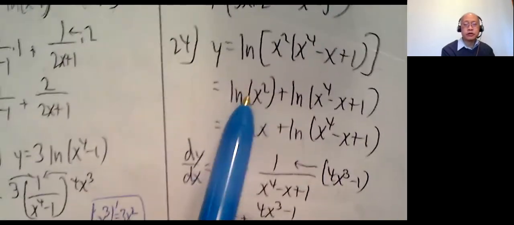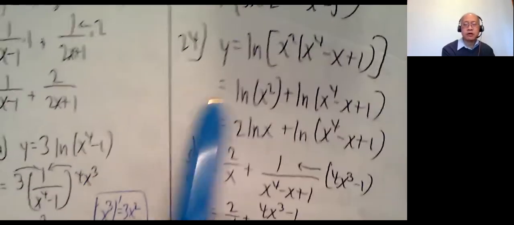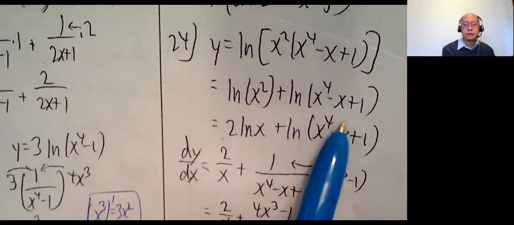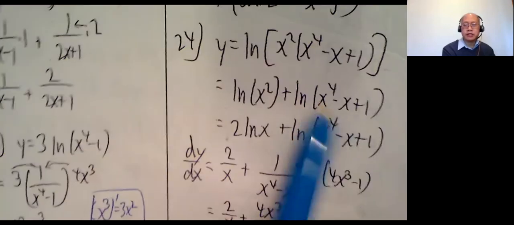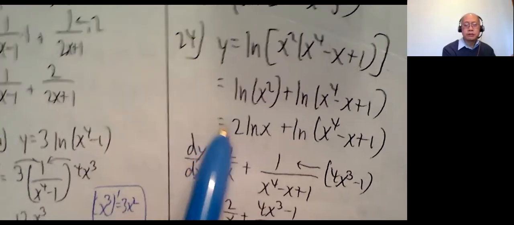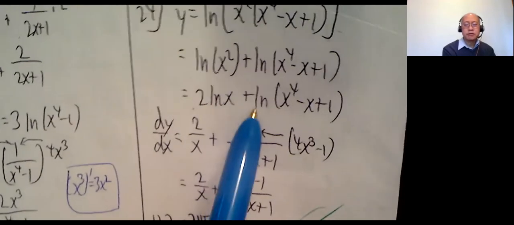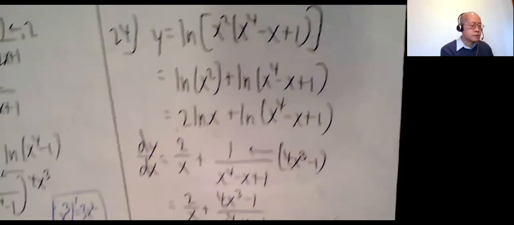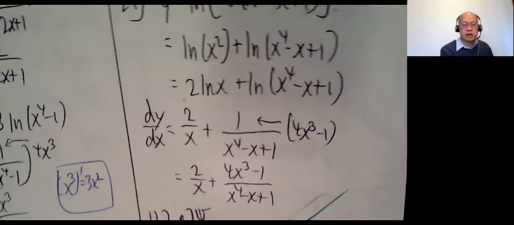So it's ln of the first plus ln of the second: natural log of x squared plus natural log of x to the 4th minus x plus 1. Now you can't do anything with this because it's a sum or difference, but you can bring that 2 down. 2 comes in front: 2 natural log of x plus ln of x to the 4th minus x plus 1. Now we're good to go.